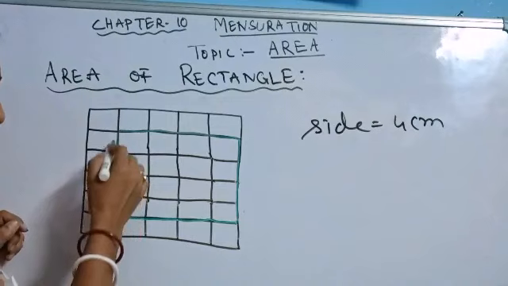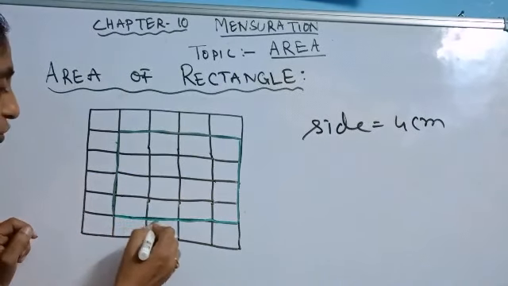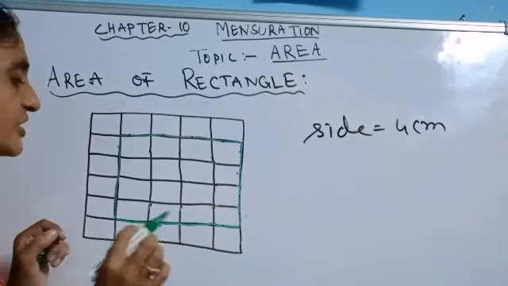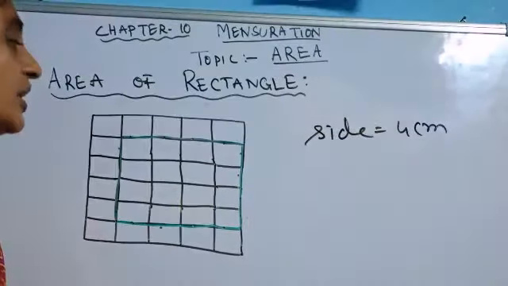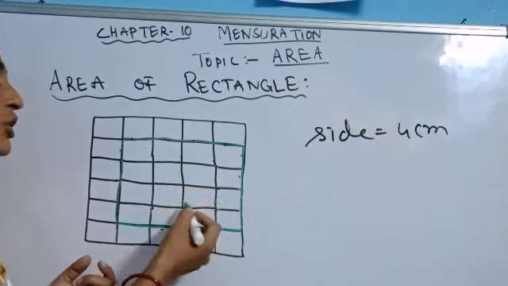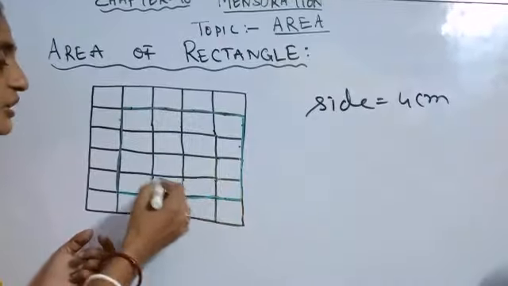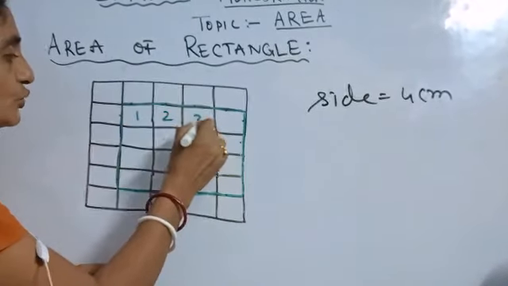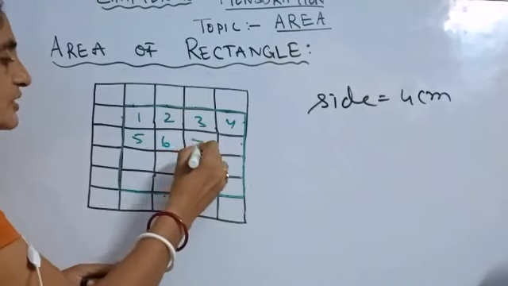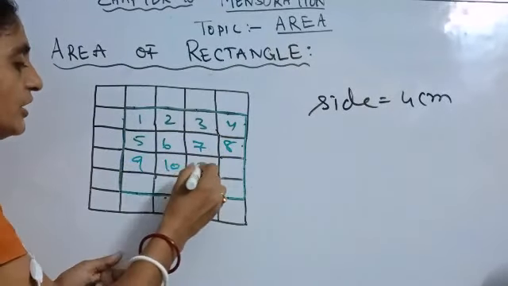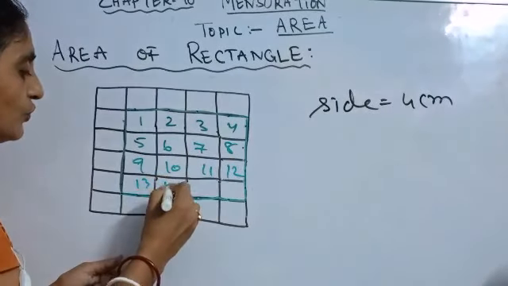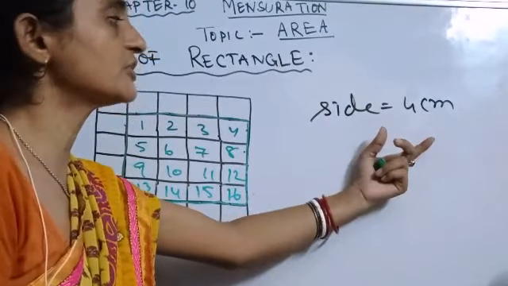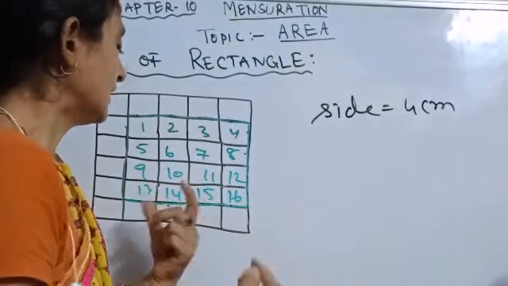This side is 4 centimeter. Yes, 1, 2, 3, 4. This side 1, 2, 3, 4. All the sides you have got are 4 centimeters. Now let's count how many small square boxes are there inside that enclosed area. How many are you getting if you count? Tell me. 1, 2, 3, 4, 5, 6, 7, 8, 9, 10, 11, 12, 13, 14, 15, 16. So the area of the square whose each side is 4 centimeter will be 16 square centimeters.